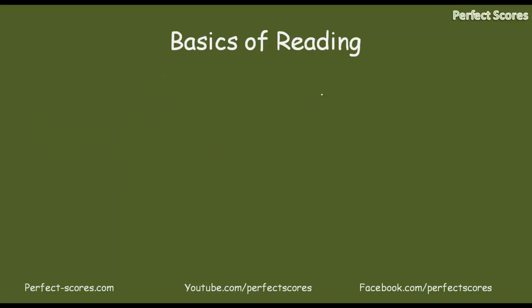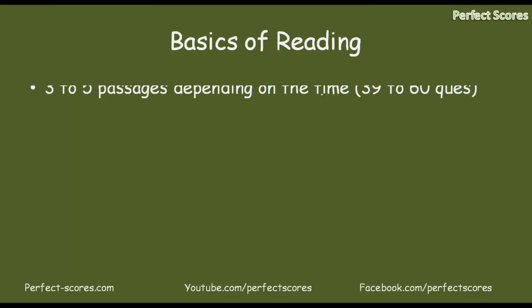A little bit of information on the basics of each section. The basics of reading. There will be 3 to 5 passages depending on the time. If you have 60 minutes, you will have 3 passages. If you have 90 minutes, you will have 5 passages. The number of questions ranges from 39 to 60, but usually in most circumstances, students get 3 passages in 60 minutes with 39 questions in all.